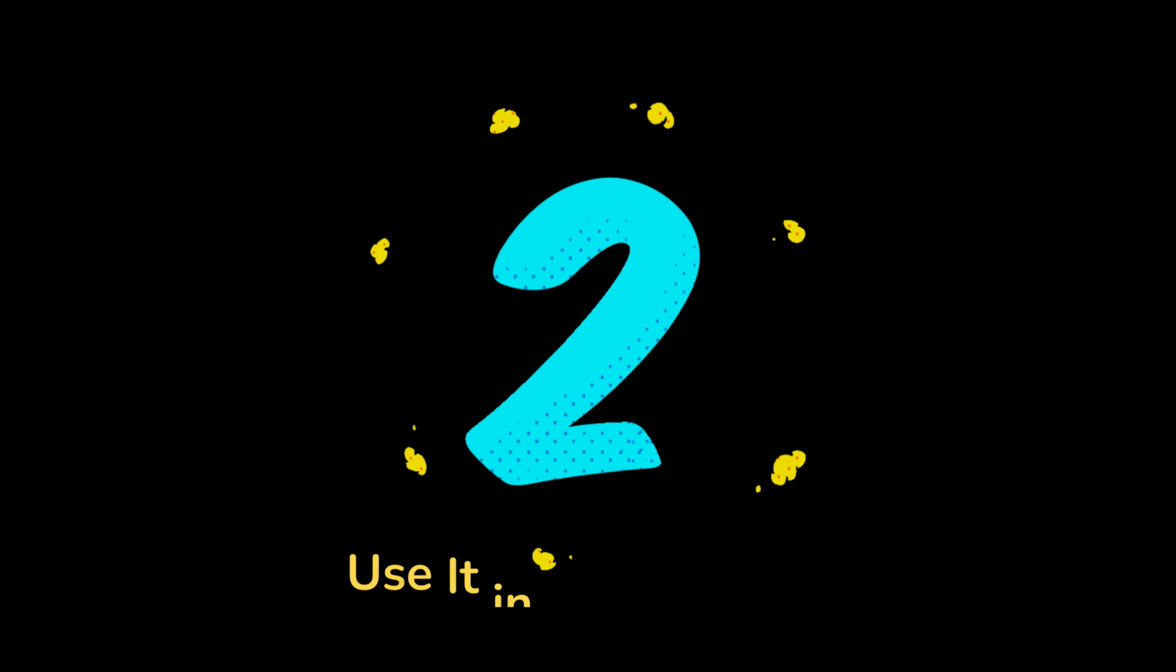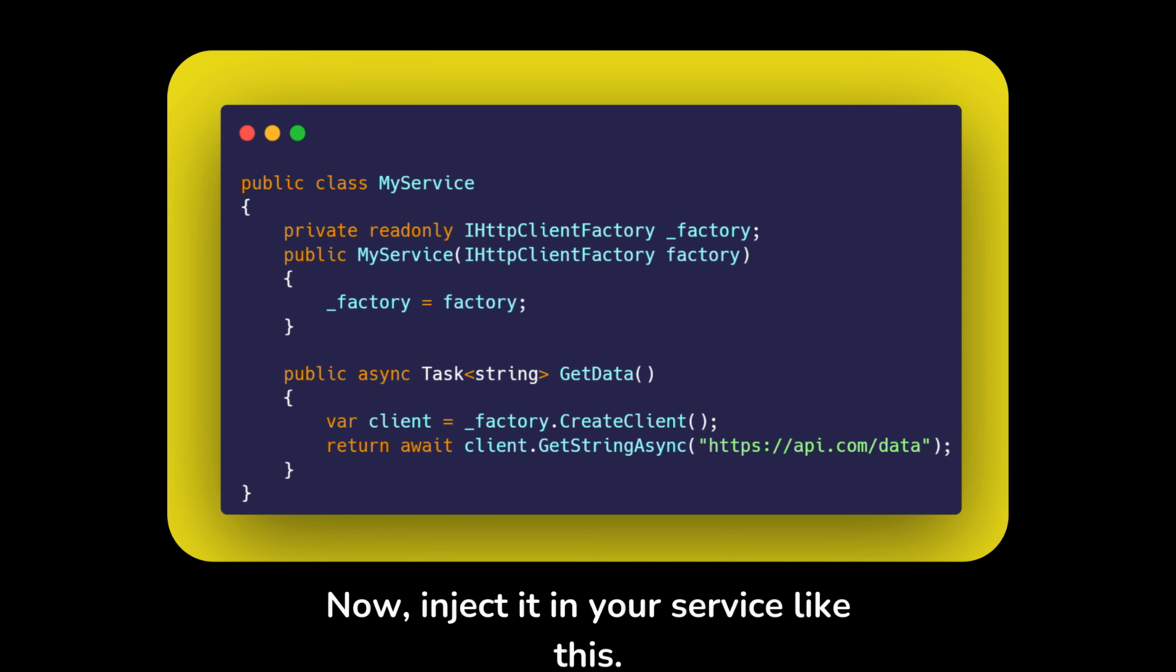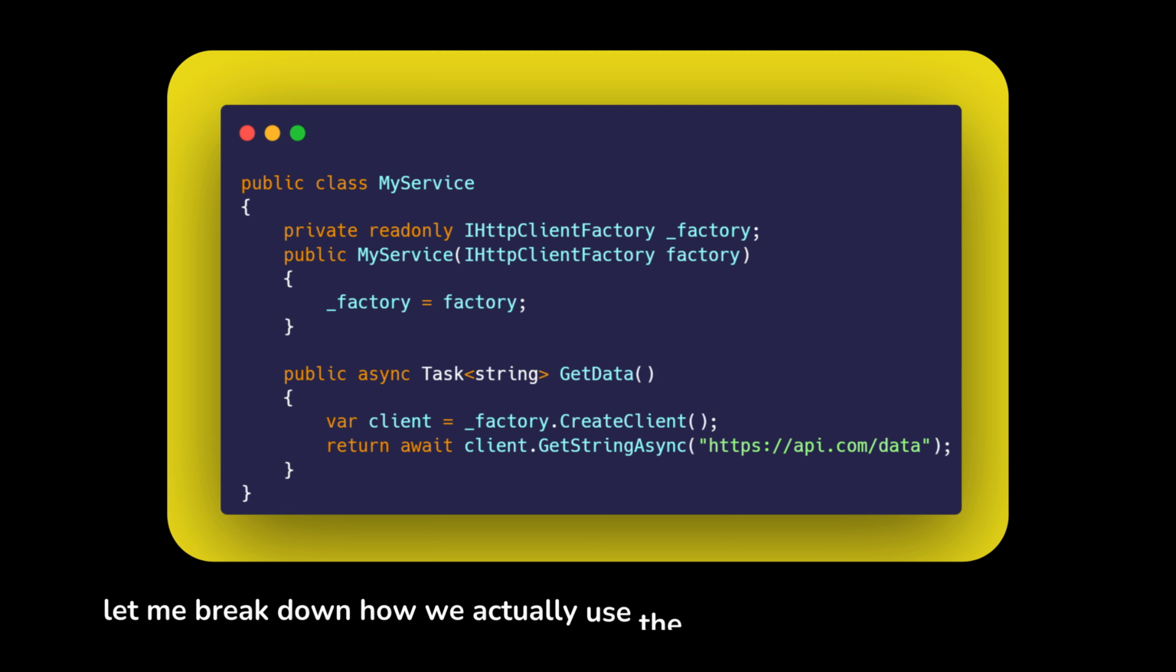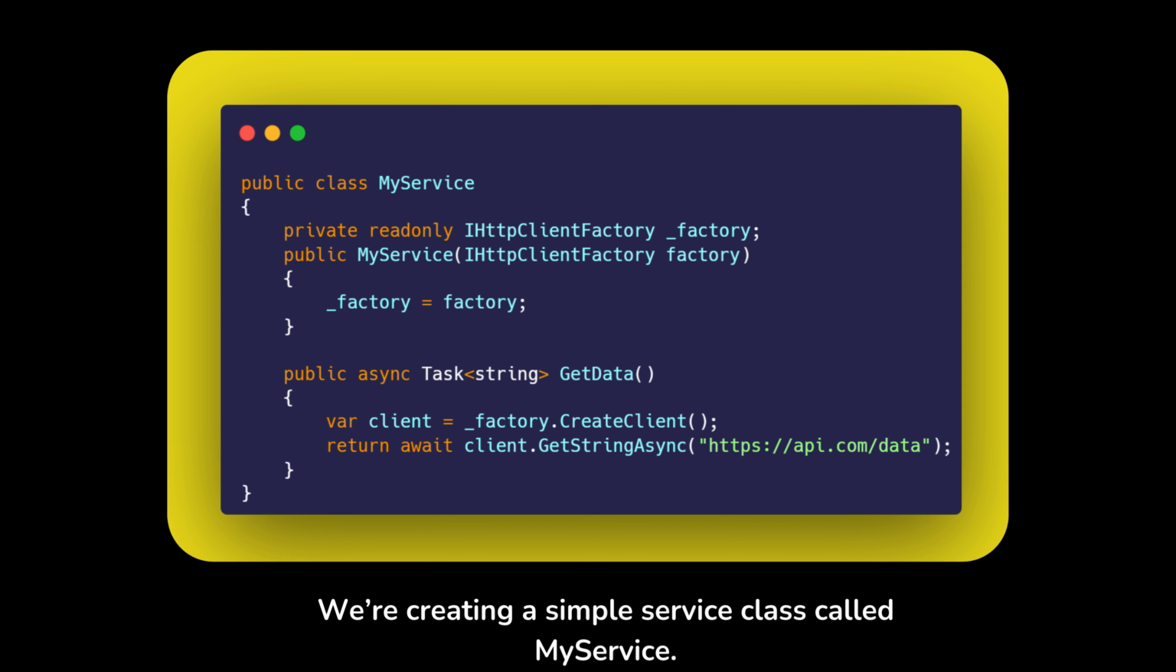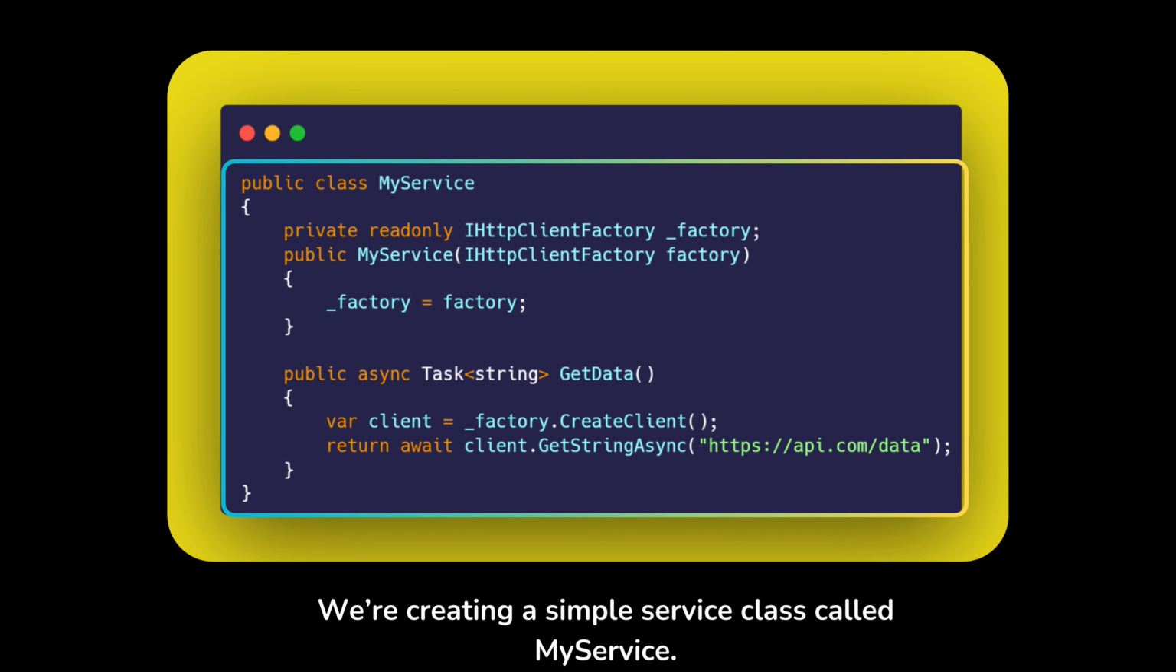In step 2, use it in your service. Now inject it in your service like this. Watch it closely, I promise it's easy. Let me break down how we actually use the HTTP client factory in our service class. We are creating a simple service called MyService. This is where we'll make API calls from.